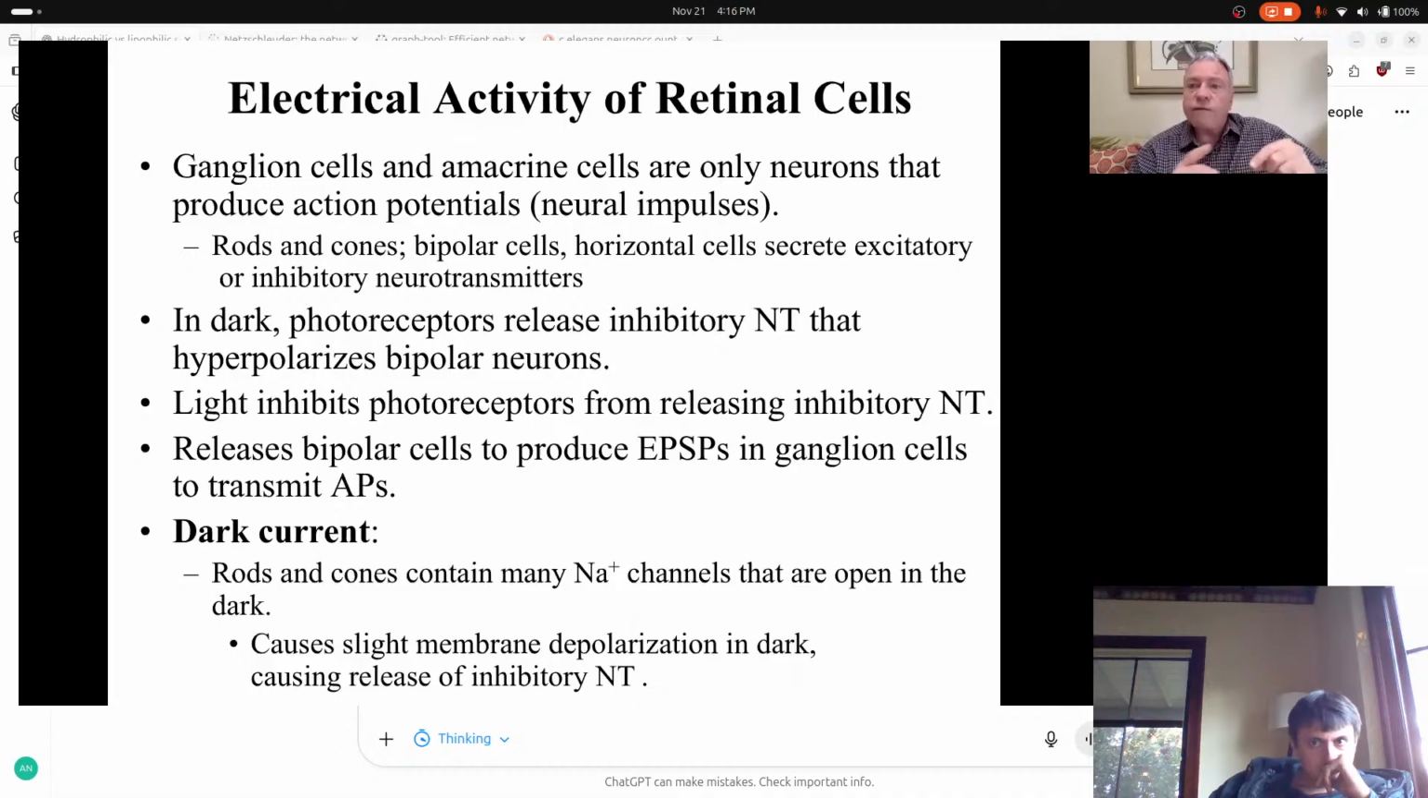And so when you turn off the photoreceptor, you stop inhibiting the bipolar cell, and therefore the bipolar cell fires and stimulates the ganglion cell. Okay, so it's actually a way to make it more sensitive to light, where you have this background firing rate and you're turning that off. So again, in the dark, the photoreceptors are releasing an inhibitory neurotransmitter that hyperpolarizes the bipolar cells, so they're not firing. The light inhibits the photoreceptors, therefore you're inhibiting the inhibitor.